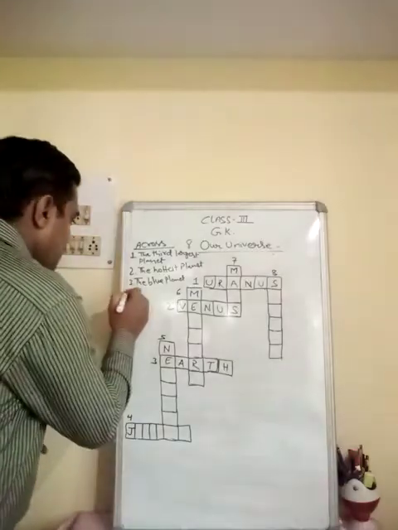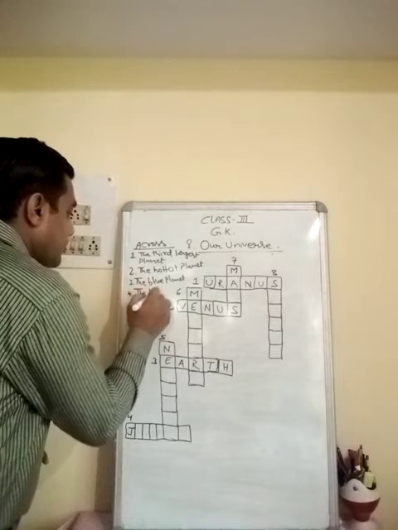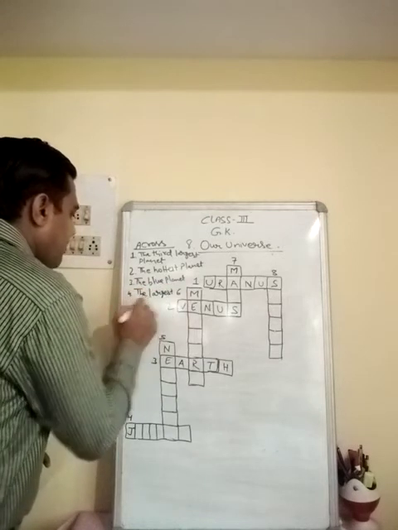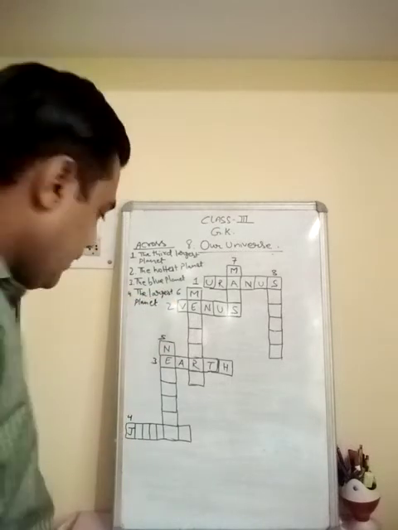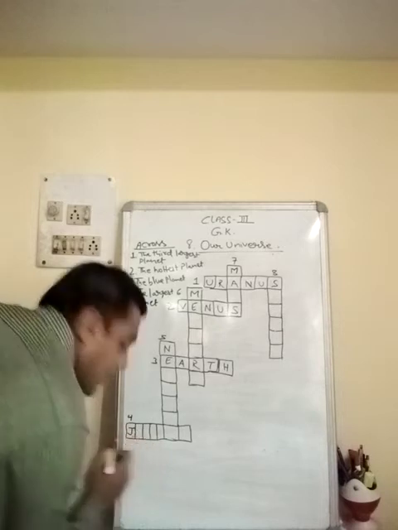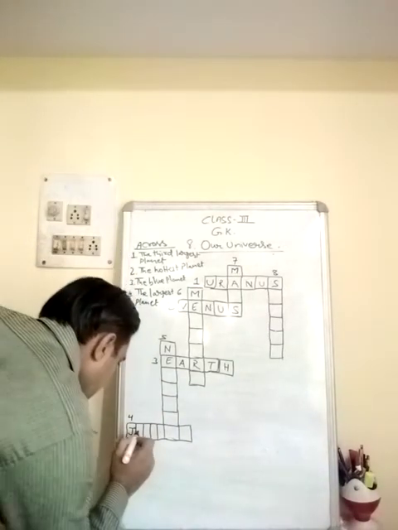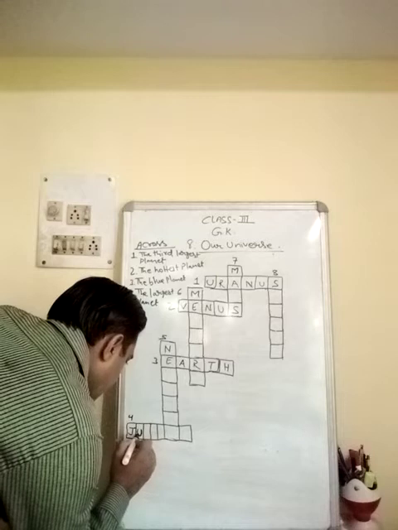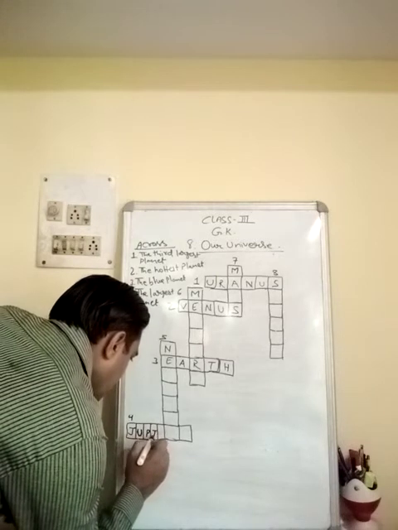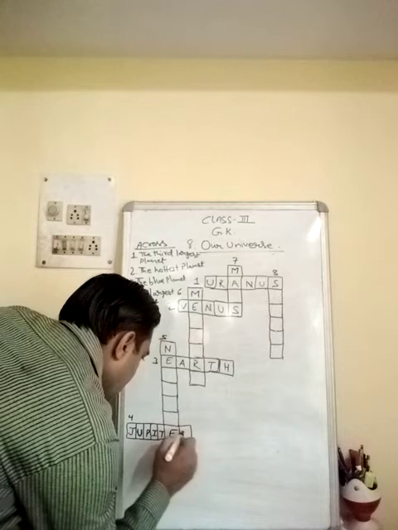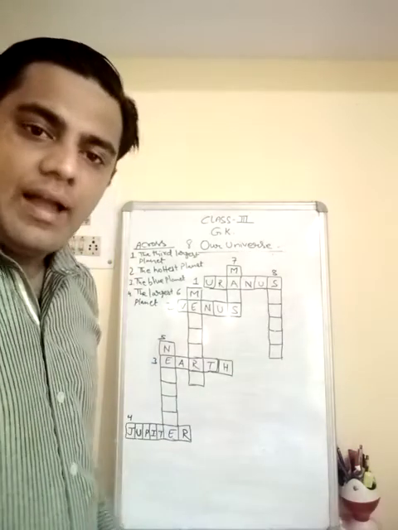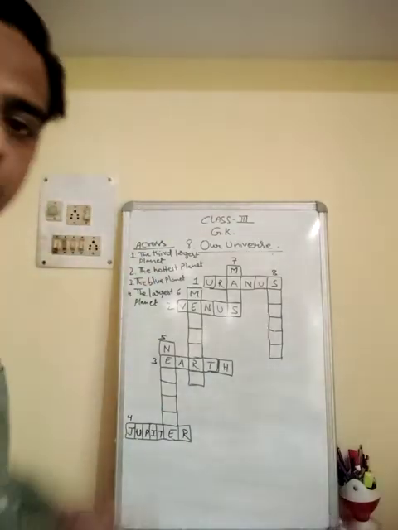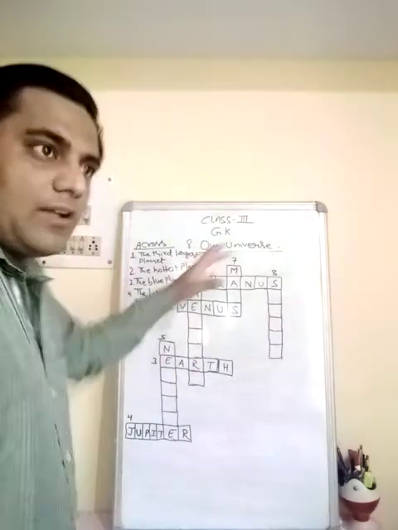And number 4, the largest planet. Number 4 is the largest planet. Number 4 is here. Let's see. Starts with a J. Again, you know the answer. Jupiter. So this ends your answers for across. You see, clues are given, and according to clues we filled it up. Now let's talk about down.